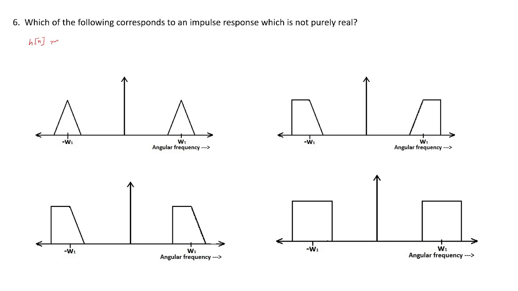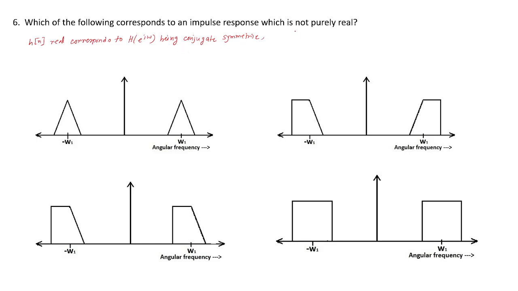h[n] real corresponds to H(e^{jω}) being conjugate symmetric.